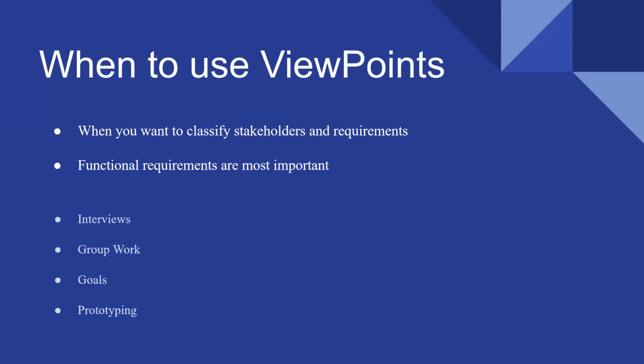So how do we do viewpoints? Well, we start with using other techniques such as interviews, group work, goals, or prototyping. And these can help us when we do the viewpoints technique. So for us, what we did is we selected a few different viewpoints and we actually went in and interviewed the people. And that's kind of how viewpoints work.